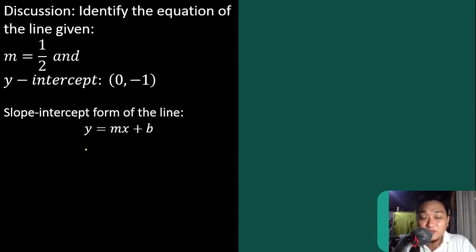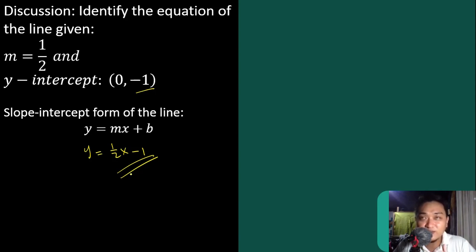So, we can make use of the slope-intercept form of the line. y is equivalent to mx plus b. So, what will be our equation of the line? The equation of the line will be y is equivalent to m, the slope, 1/2 x, and what will be our y-intercept? Instead of the y-intercept, we will make use of the ordinate of the y-intercept. So that will be -1. So there you go. We have an equation of the line which is y is equivalent to 1 half x minus 1.